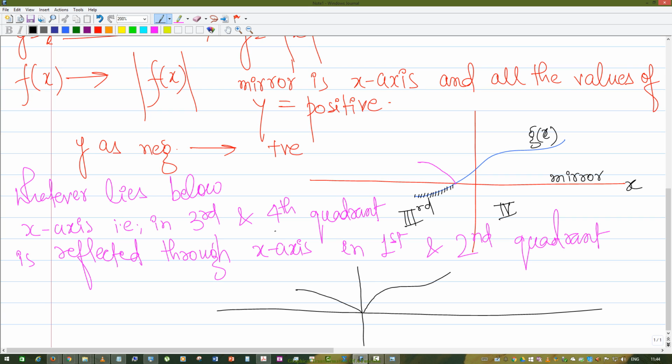And imagine if there would have been any part in the fourth quadrant, it would have been reflected through the x-axis into the first quadrant. So in picture 1, this was the plot of g(x), and in picture 2, this is the plot of modulus of g(x).